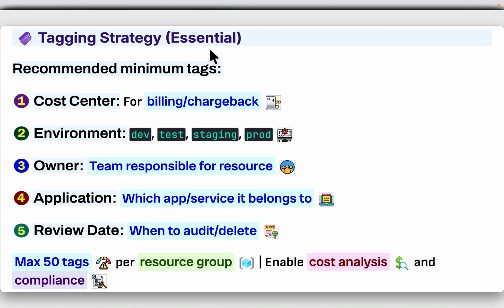Some tagging strategy, this is essential. Recommended minimum tags you can have are, for example, cost center for billing and chargeback. You can tag your resources as well as resource groups. You can have environment, like dev, test, staging, prod. You can provide an owner, the team responsible for the resource, application, which app service it belongs to, and review date, when to audit and delete. You can have a maximum of 50 tags per resource group, and this will enable cost analysis and compliance.